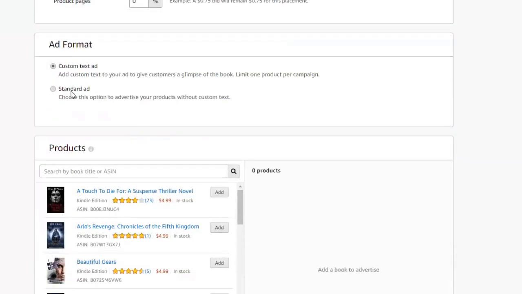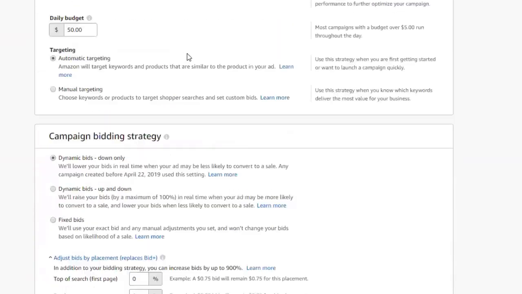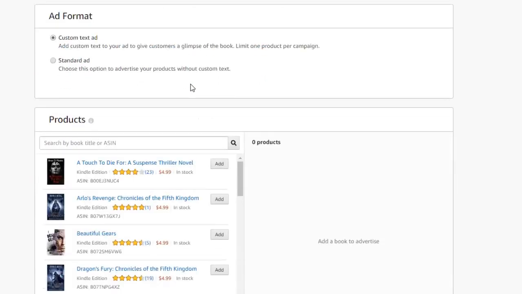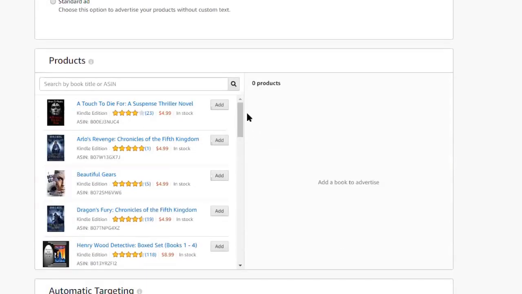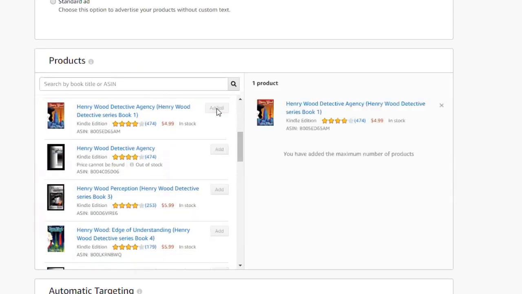Custom text ad, standard ad. The standard ad is simply one without any text. Custom text ad allows you to add text. I want to add some text to my ad for Henry Wood Detective Agency. And so let's continue on. Now, product, you have to pick your book. So I'm going to go down here and I'm going to add Henry Wood Detective Agency here.